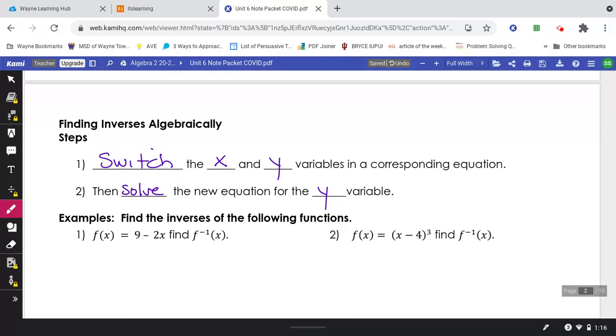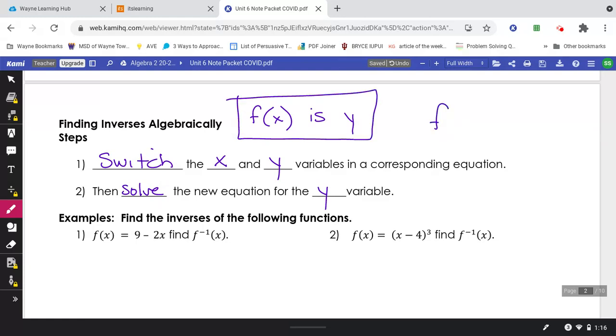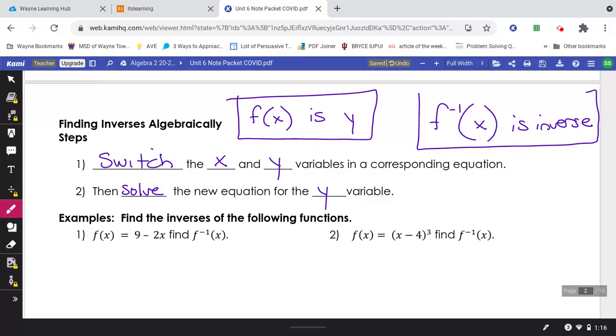Now, a couple things to mention. f of x is the same as the letter y. We talked about that on the front page. f of x is y. And anytime you see f to the -1, that means inverse. f to the -1 is inverse.